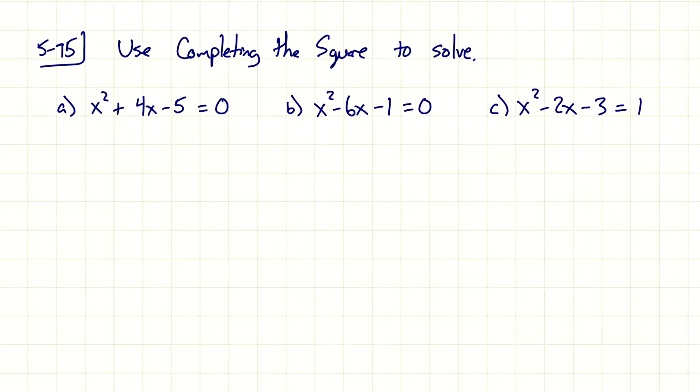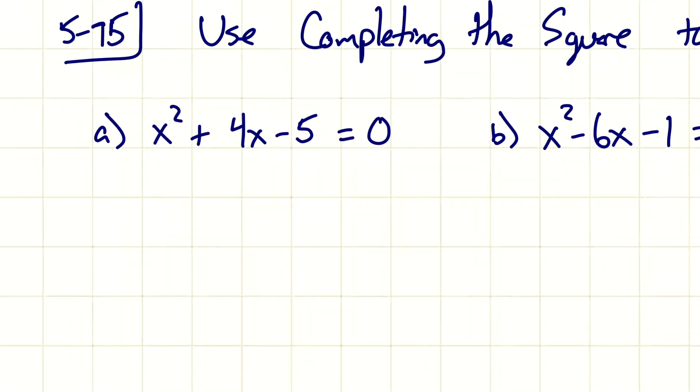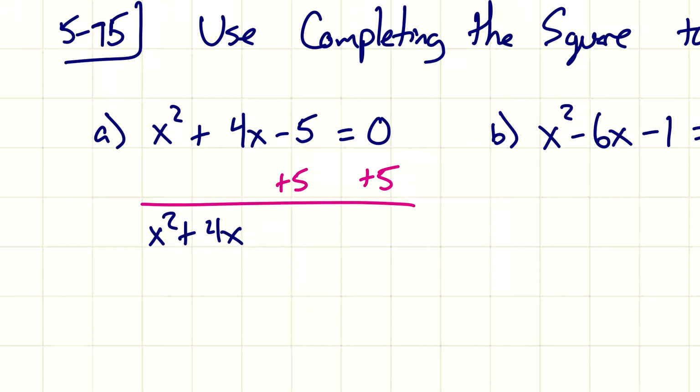All right, so here's three equations. I'm going to focus on one at a time. Hopefully I'm not going through this too fast. If I am, definitely pause it or feel free to ask me questions about any of these. All right, so first one, I'm going to add 5 to both sides. First step is always the same. X squared plus 4x is equal to 5.